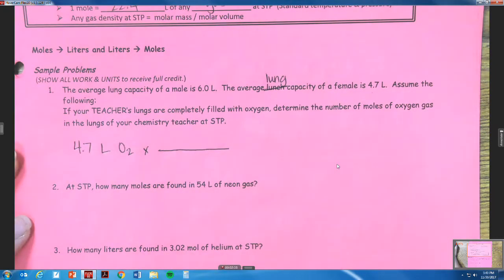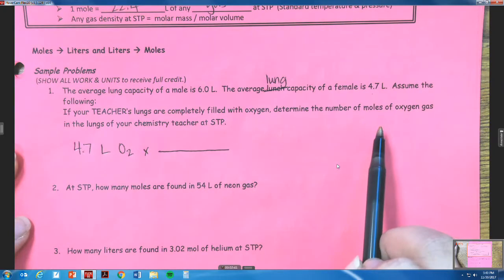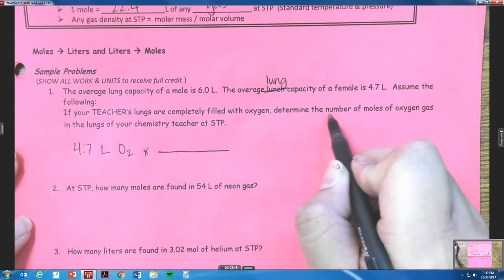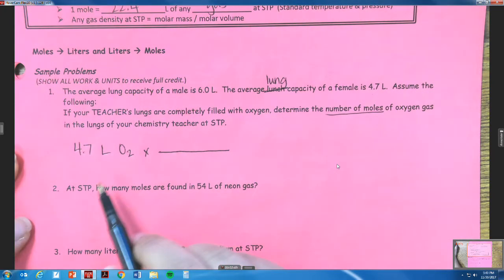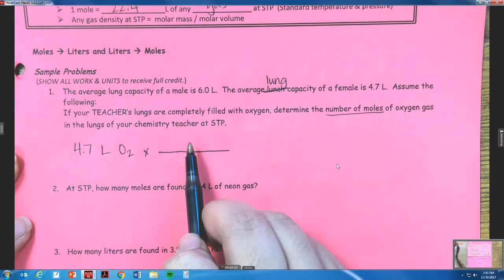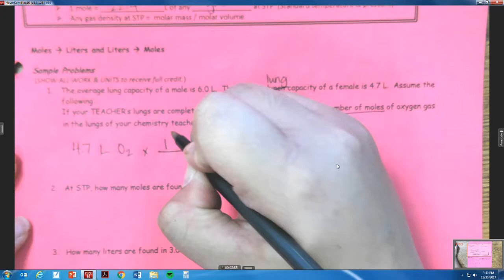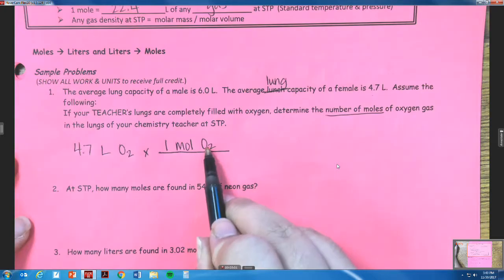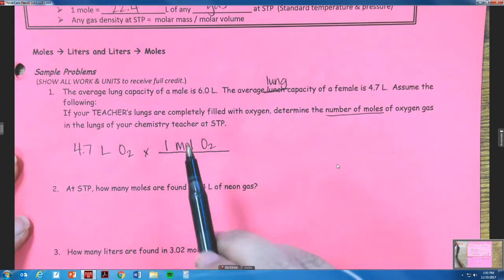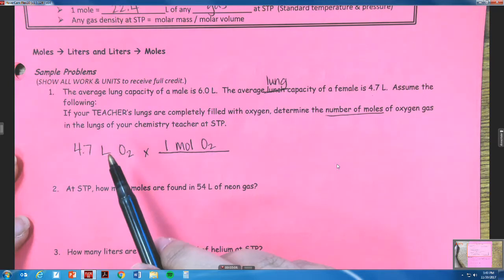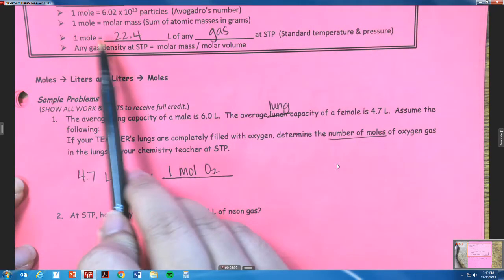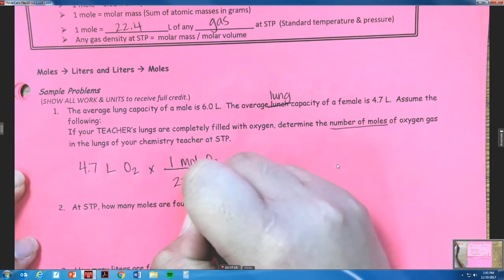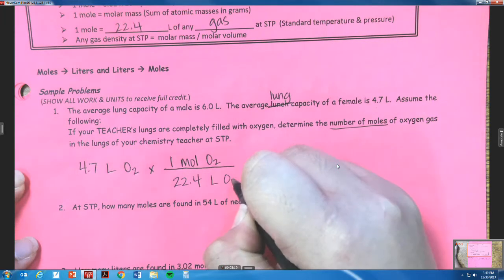Since we are going from liters of oxygen, and our question is asking us to determine the number of moles, remember what we're trying to find always goes on top of our fraction. So since I'm looking for moles, my 1 mole of O2 is going to go on top, and then our conversion factor when going from liters to moles is right here. 1 mole equals 22.4 liters, so 22.4 liters is going to go at the bottom.